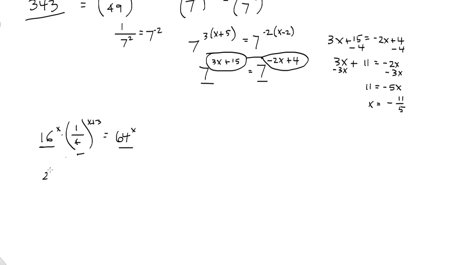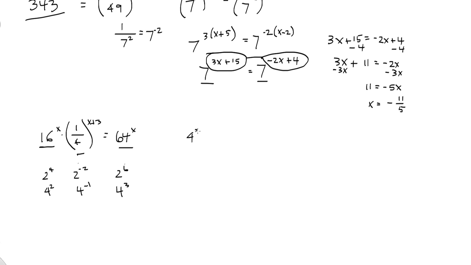We could write 16 as 2 to the 4th, 1/4 could be 2 to the negative 2, and 64 could be 2 to the 6th. Or they're all powers of 4 as well. 16 is 4 to the 2nd. 1/4, 1 over 4 to the 1st, is 4 to the negative 1. And 64 is 4 to the 3rd. Does it matter which one you use? Nope. I tend to use the larger base because it gives me smaller exponents to deal with. So I'm going to use 4.